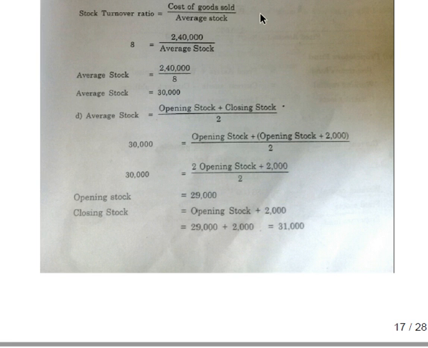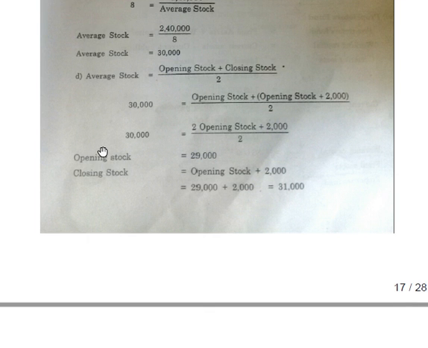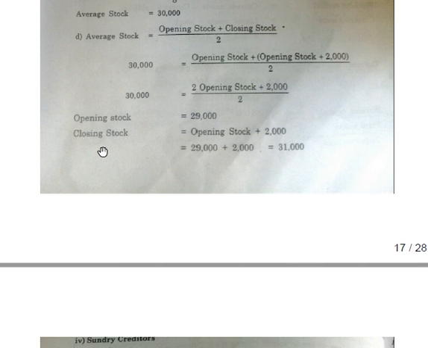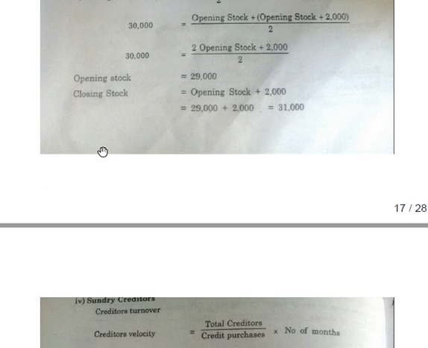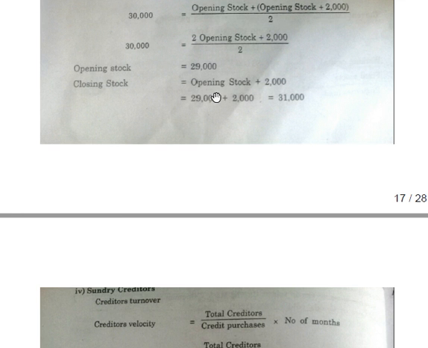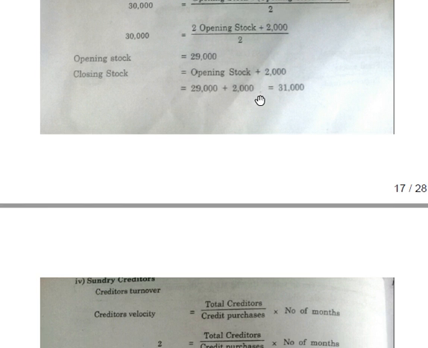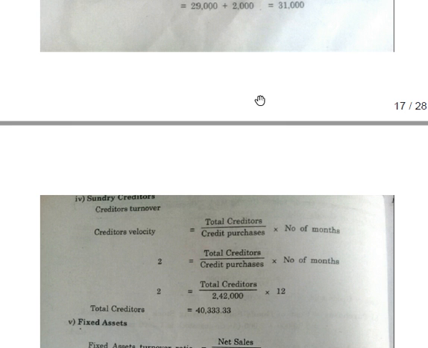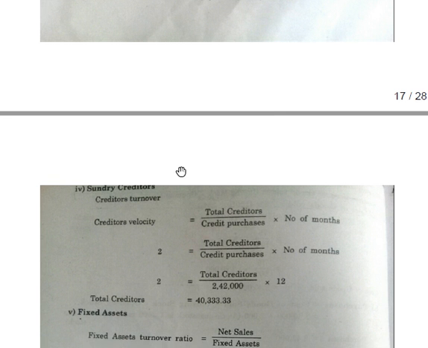So opening plus closing stock divided by 2, 30,000 is equal to 2 opening stock plus 2,000 divided by 2. Why we consider both as opening stock is closing stock is nothing but opening stock plus 2,000. So opening stock is 29,000 if we cross multiply. Closing stock is opening stock plus 2,000, which is 29,000 plus 2,000, 31,000.